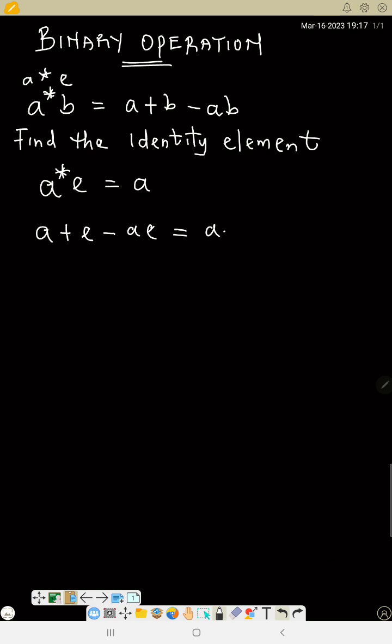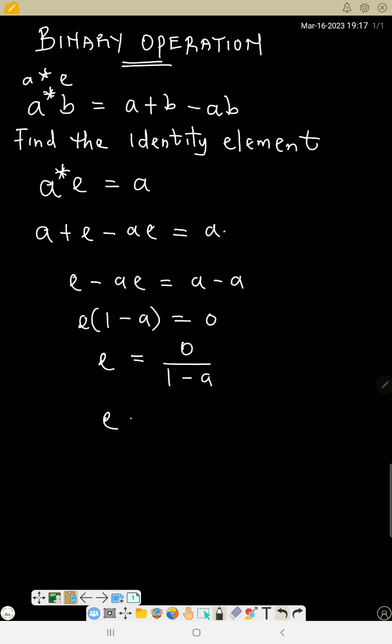So now you need to collect like terms and make E the subject of the formula. So this becomes E - AE = A - A. E is common here, so that means E(1 - A) = 0. So E equals 0 over 1 - A, E equals 0. So that means the identity element here is 0.